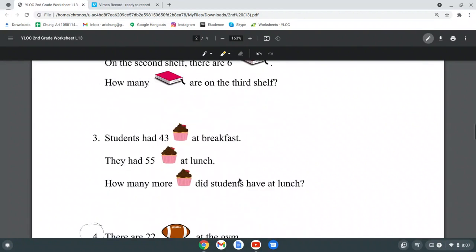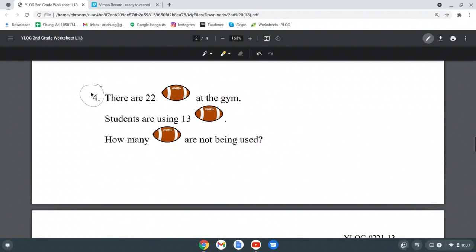Let's look at number 4, and here we have there are 22 footballs at the gym. Students are using 13 footballs. How many footballs are not being used? We'll be subtracting 22, the number of footballs in the gym, and the number of students using the footballs, since we want to find out how many footballs are not being used.